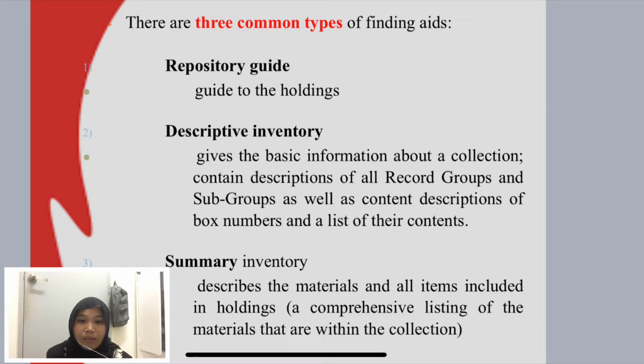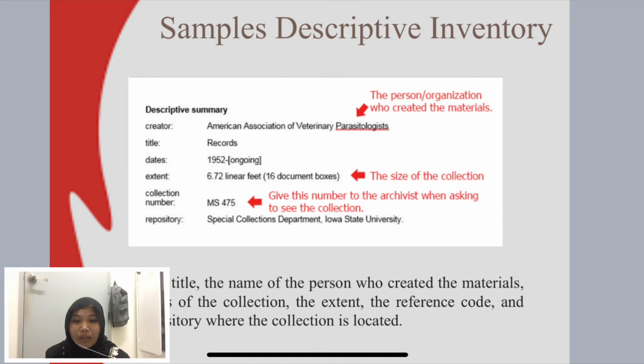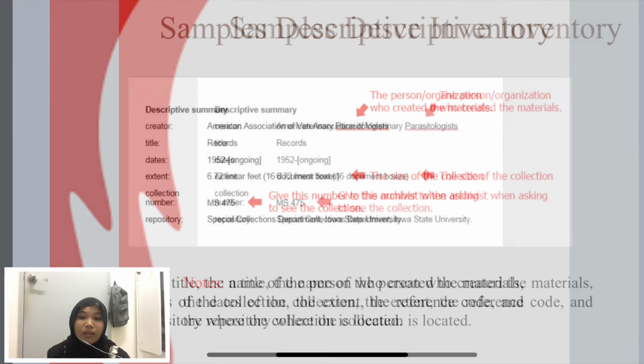And the third point is the summary inventory. It describes the materials and all items included in the holdings, a comprehensive listing of the materials that are within the collection. It describes the list of materials that are available in the archives collection.